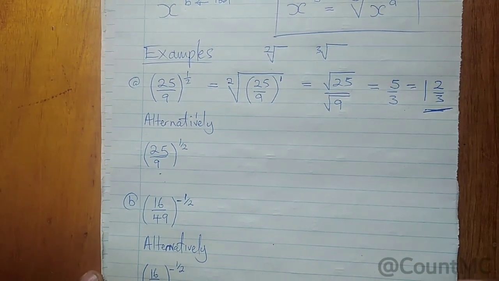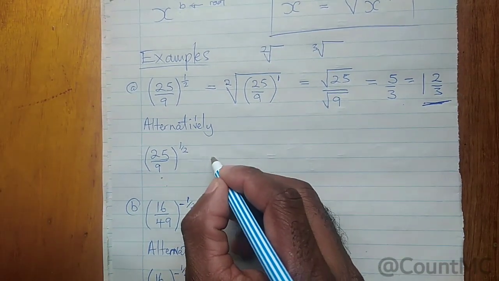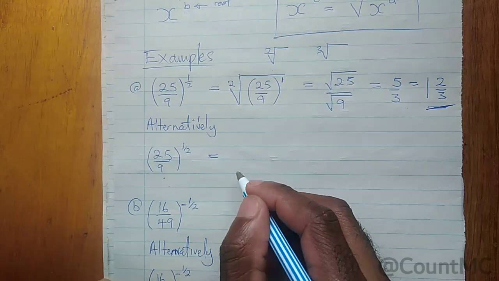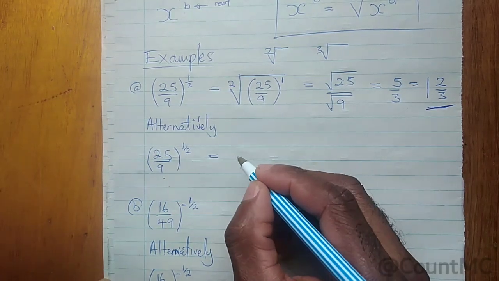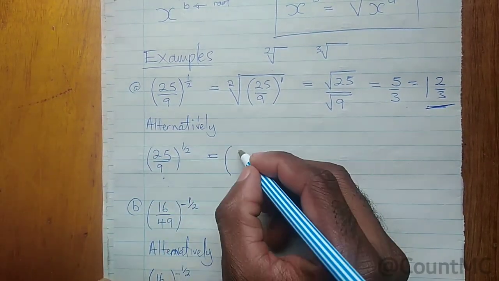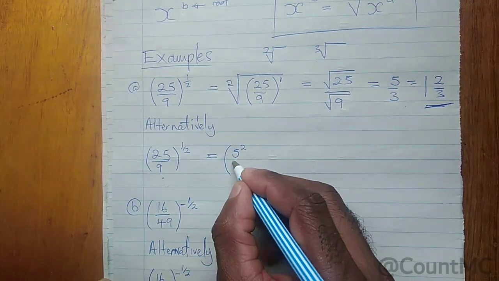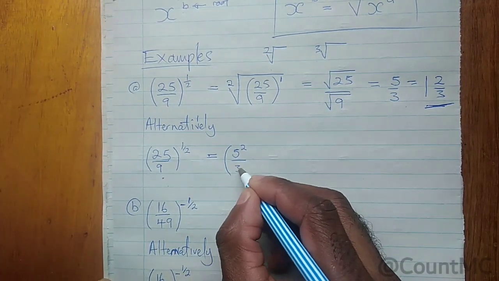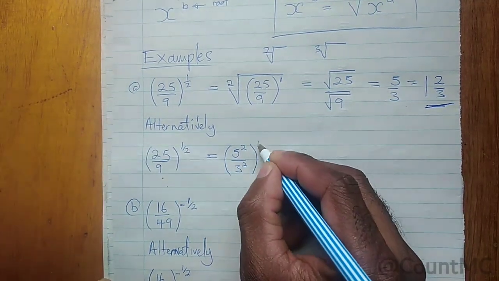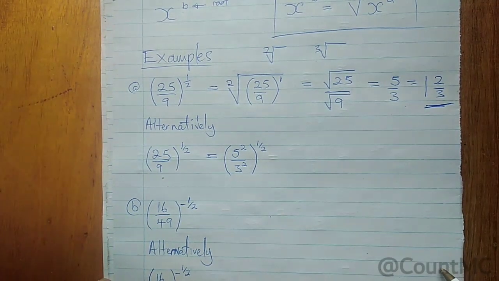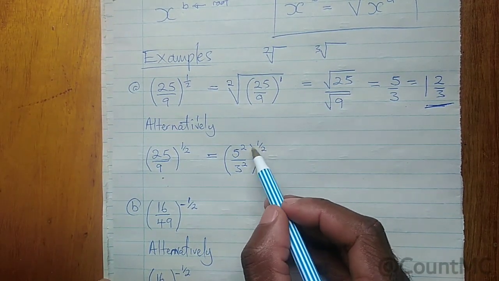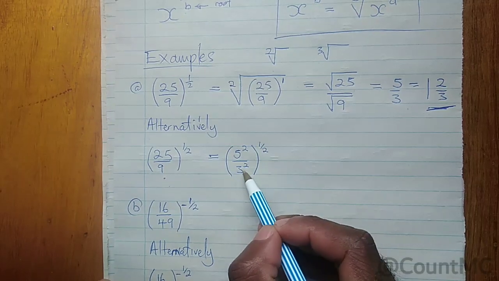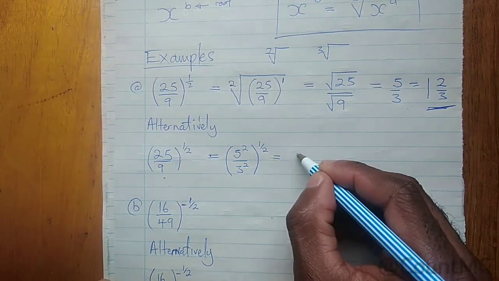Now, apart from the method we just learned, you can also calculate this in this way. It's just the same as 5 to the power 2 divided by 9 is the same as 3 to the power 2. Then the outside we've got a fraction of a half. Remember, this outside fraction can be distributed inside. We've just done that law.